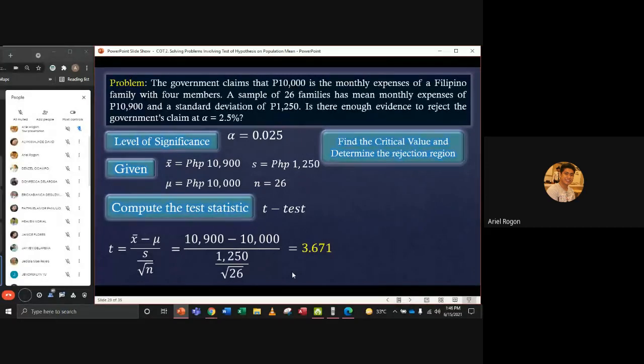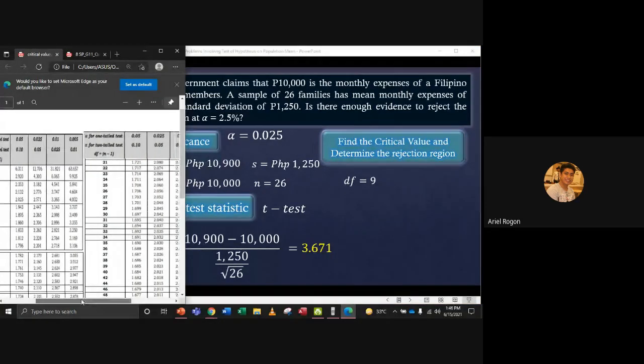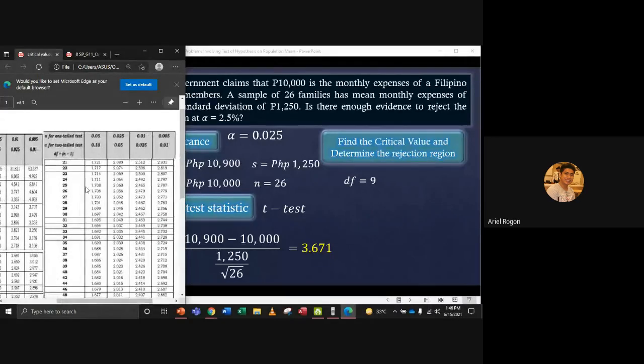And after that, find the critical value. Since the sample size is 26, the degrees of freedom should be 25. So 25 dapat yung degrees of freedom natin. Tingnan nyo dyan sa table nyo. Okay? Tingnan sa table. So yung 25 with the 0.025.